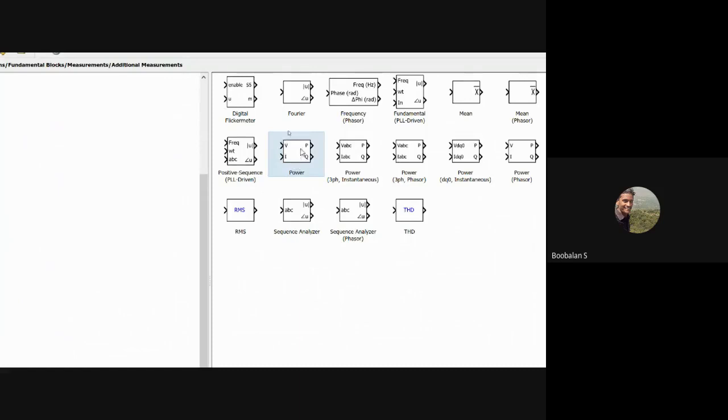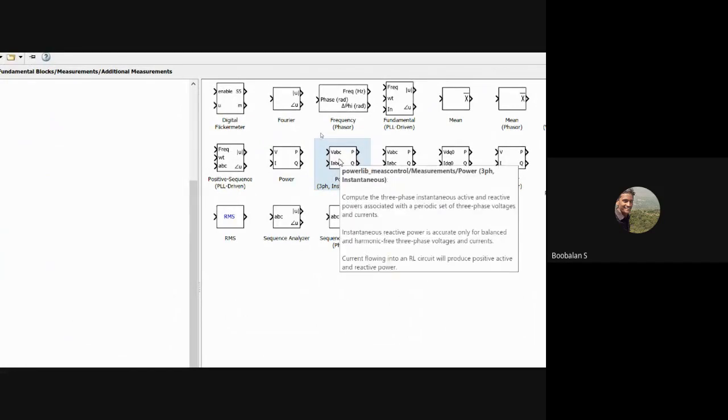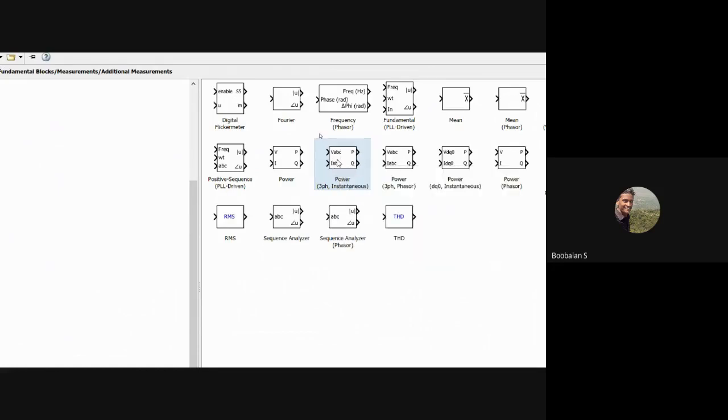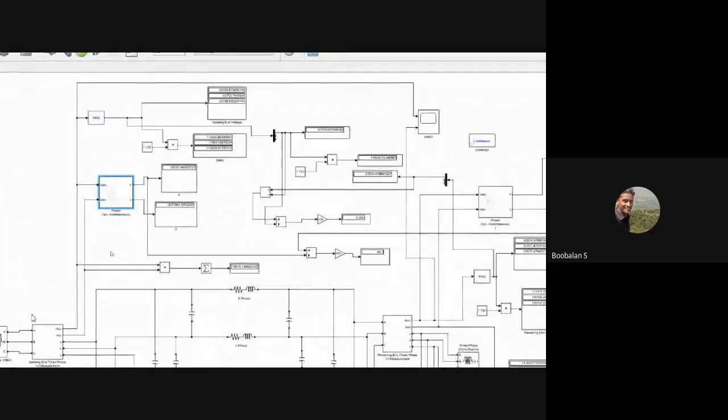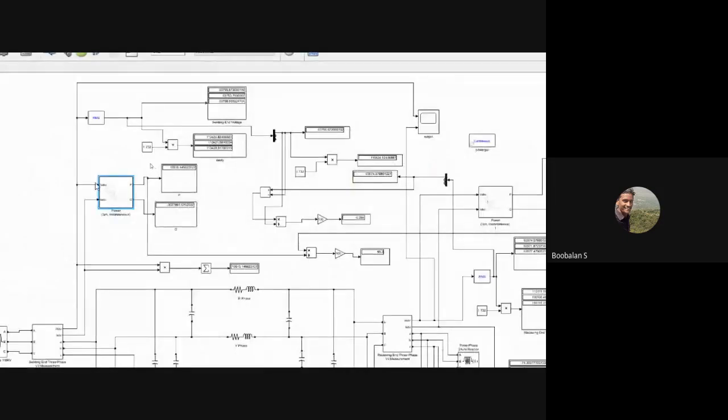This is a function block which is used to measure a single phase real power and reactive power. If we are using a three phase network, that's why we are going to use the three phase instantaneous power calculation function block. This will compute the three phase instantaneous active and reactive power, right? So that's why I'm going to use this block. Now we need to connect these two terminals, VABC and IABC, because it is a three phase power supply. Just connect it and it will be able to measure real power as well as reactive power.